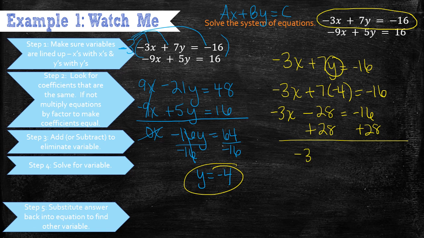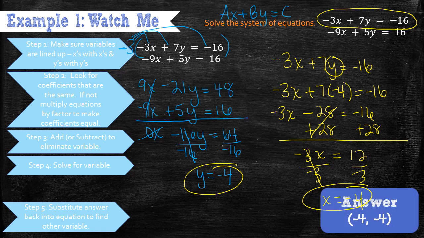So I'm going to have -3x equals, these cancel, and then -16 plus 28 is just 12. To get x by itself, we undo our multiplication by division, and x also equals -4. Check my answer there, -4, -4. So if you were to graph those two equations, that system, they would cross or intersect at the point (-4, -4).